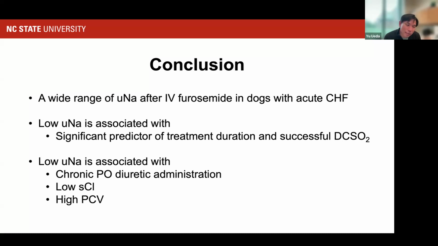Again, there might be some bias in their findings on urinary sodium concentrations, because the clinician might already change the treatment plan, and even the duration of hospitalization, based on the urinary sodium concentrations. So we have to be careful interpreting these findings, especially in association with outcome. But at least they found that low urinary sodium concentration in this study group with congestive heart failure was associated with chronic oral diuretic administration, a low serum chloride concentration, and high PCV and BUN.